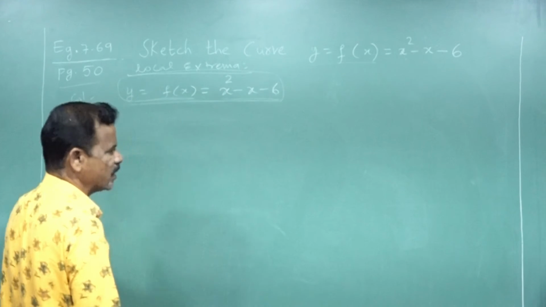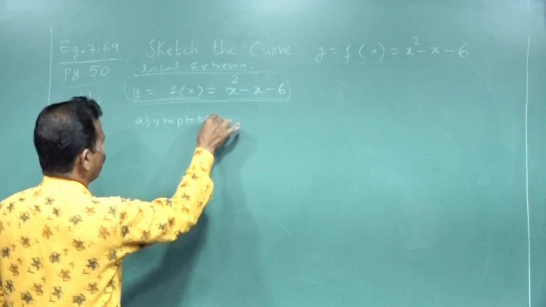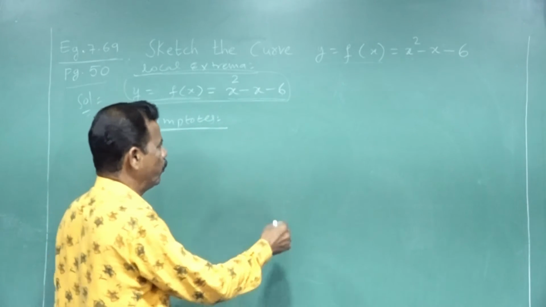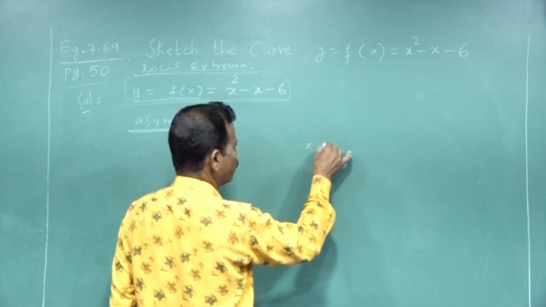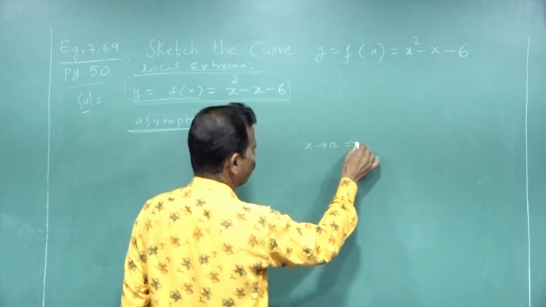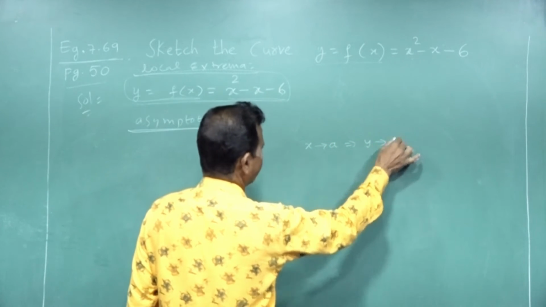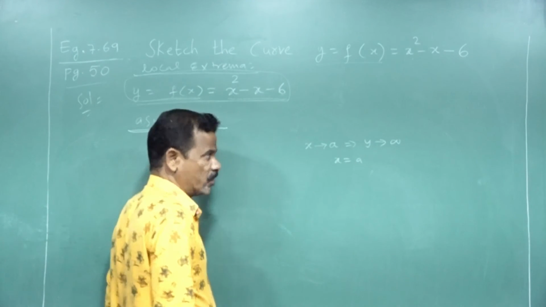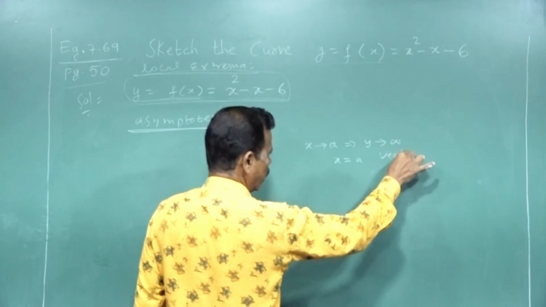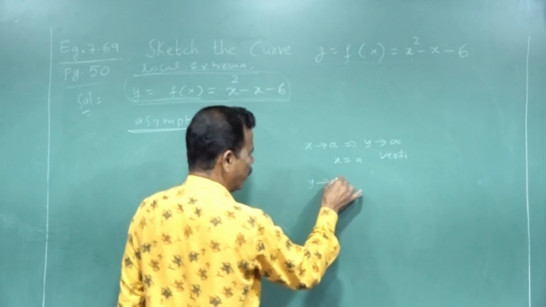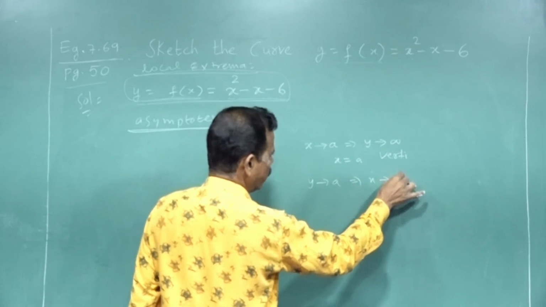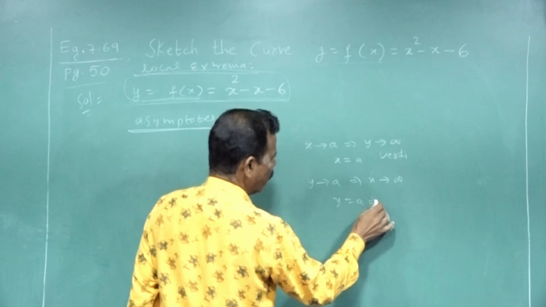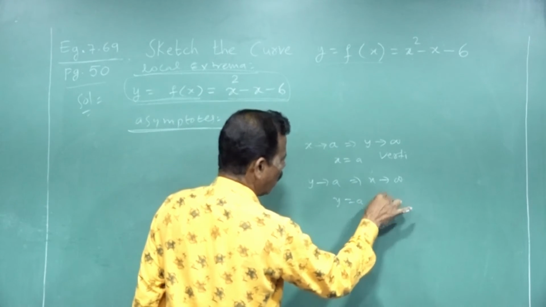Does this function have asymptotes or not? For the asymptotes, what I told you previously: if x tends to a, then y tends to infinity, then x is equal to a is the vertical asymptote. If y tends to a, then x tends to infinity, then y is equal to a is the horizontal asymptote.